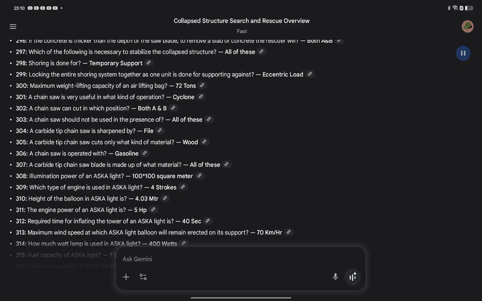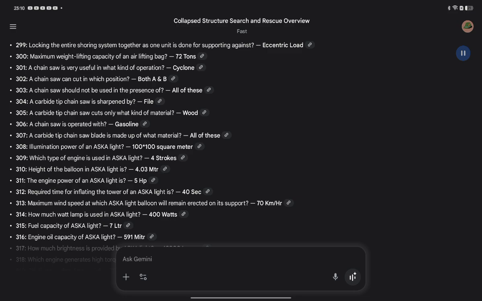300. Maximum weightlifting capacity of an airlifting bag? 72 tons. 301. A chainsaw is very useful in what kind of operation? Cyclone. 302. A chainsaw can cut in which position? Both A and B. 303. A chainsaw should not be used in the presence of all of these.